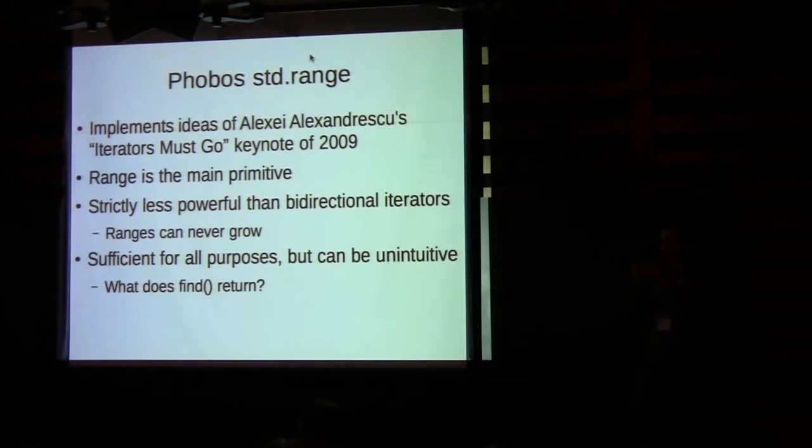If you just have a range, in Andrei's library there is no way to denote a position. Find has to return a range. What range does find return? And what if I don't want that range? What if I want another range?